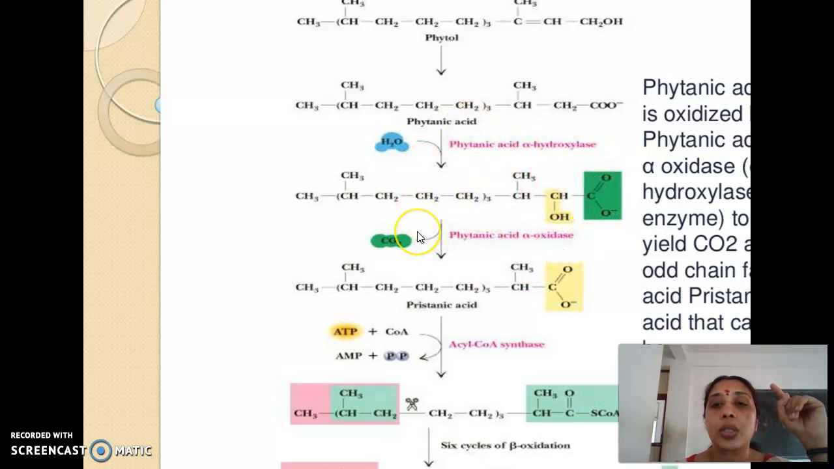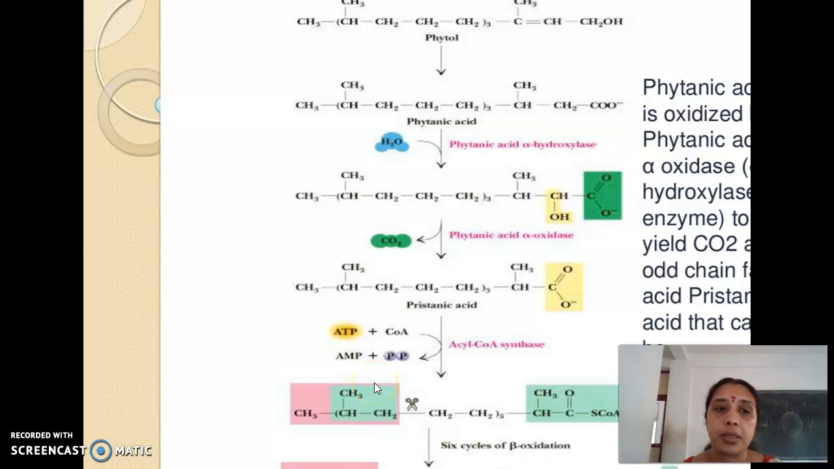2-hydroxyphytanic acid then undergoes decarboxylation and oxidation, giving rise to pristanic acid. Pristanic acid is now converted by the acyl CoA synthetase enzyme, so that pristanoyl CoA is formed, which is a C19 fatty acyl CoA. This enters into the usual beta oxidation and ends up in the formation of acetyl CoA molecules and propionyl CoA molecules. Clear? So that is how the complete oxidation is happening.